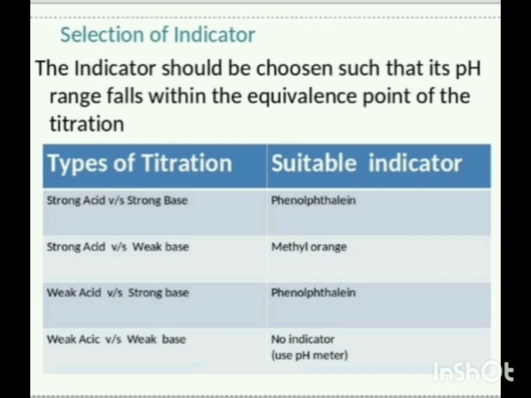Types of titration. First one, strong acid versus strong base. Suitable indicator is phenolphthalein. Second one, strong acid versus weak base. Suitable indicator is methyl orange. Third one, weak acid versus strong base. Suitable indicator is phenolphthalein. Weak acid versus weak base. Suitable indicator: no indicator. Use pH meter.